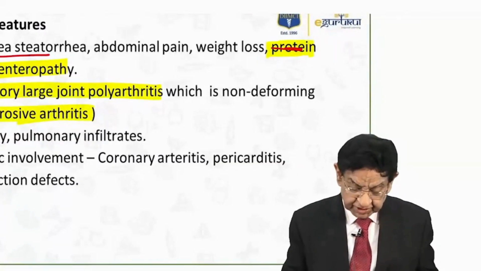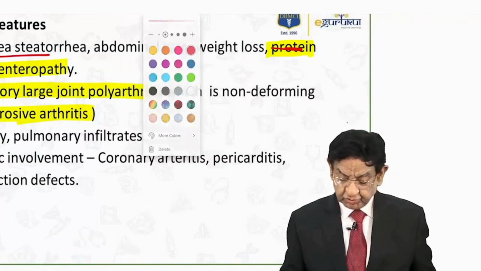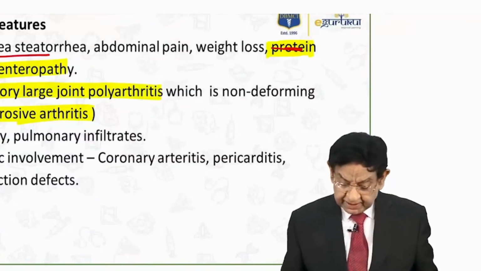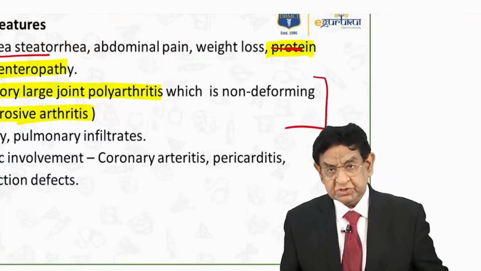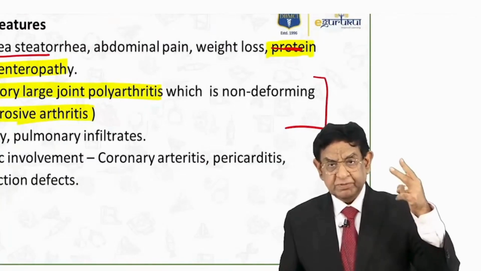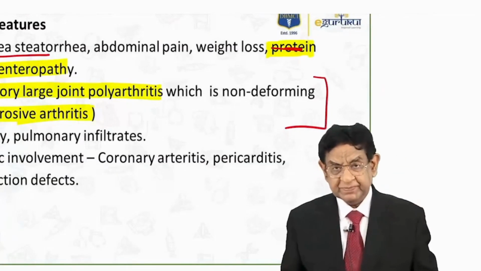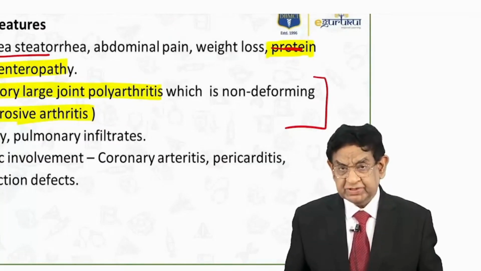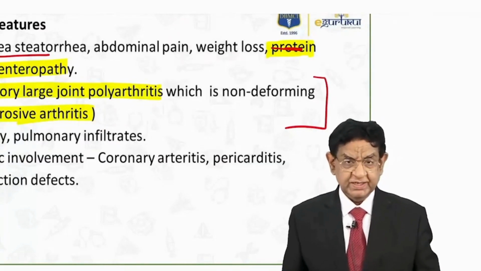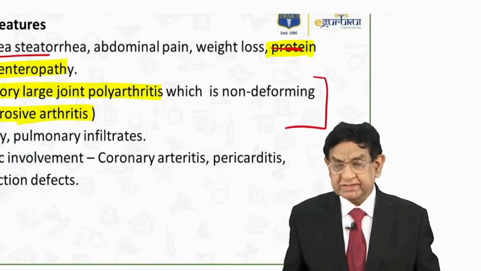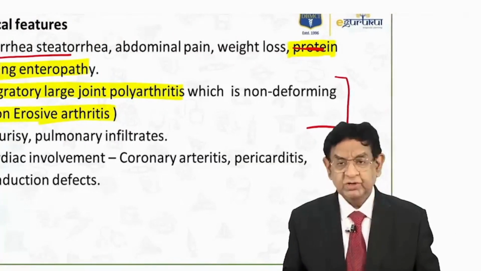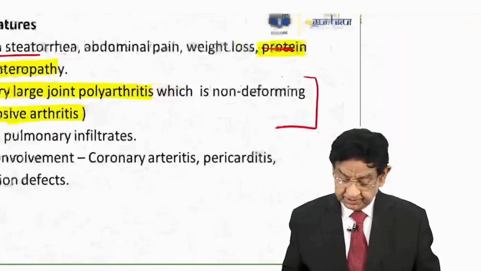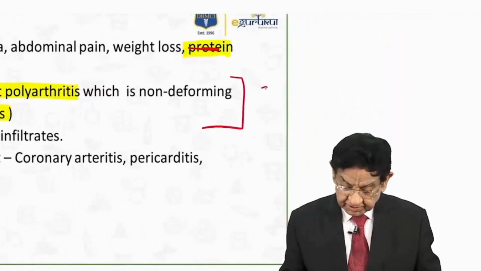Now I have a question for the students to answer, only for the students. Tell me any other disease you know of where large joints are involved. Number two, they are migratory. And third, they are non-erosive, so-called non-deforming. Tell me any important disease you know of, only one disease. Write down the answer in your copy, only for students. The answer is rheumatic fever.